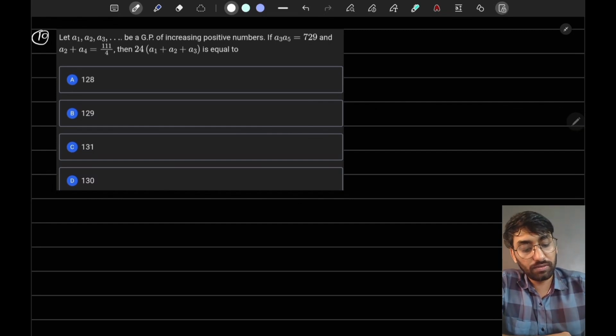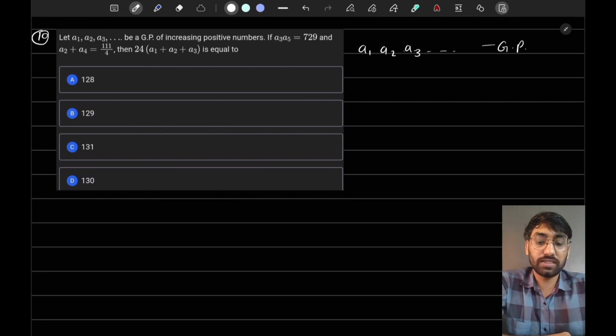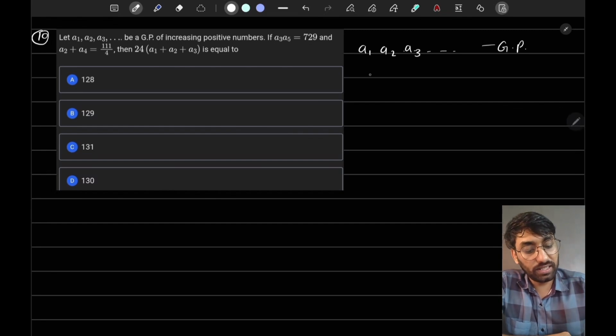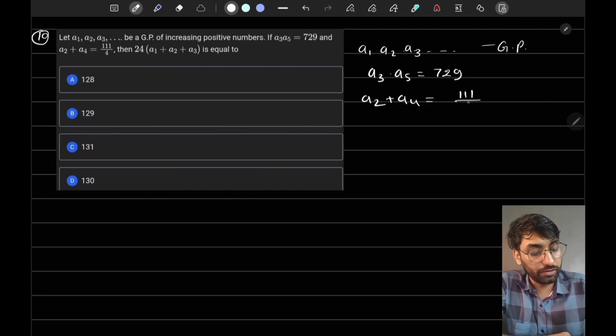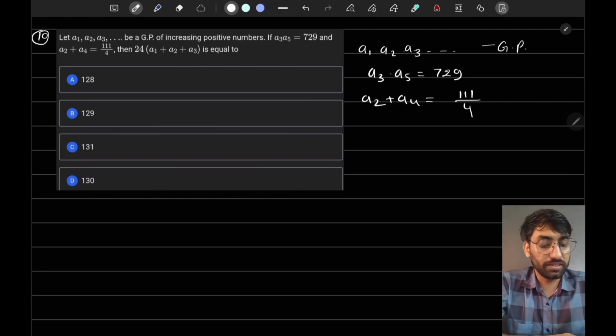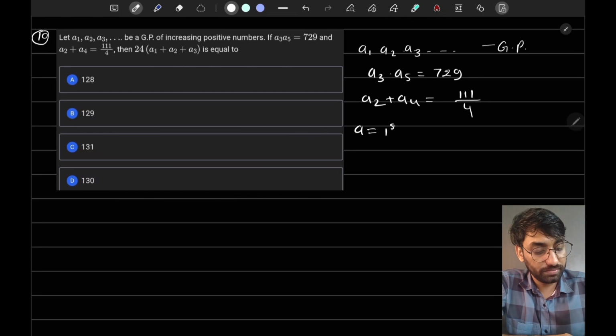So, for this, what they have given, they are saying that a1, a2, a3 and so on, this is in GP. Okay, let's assume that this is in GP. If this is in GP, another information they have given is what? a3 into a5 is equal to 729. Correct? And lastly, they have given a2 plus a4 equal to 111 by 4. Okay, so we are going to use this information. So what I will do, as usual, I am going to take first term as a. Okay, a will become my first term, and r will become what?